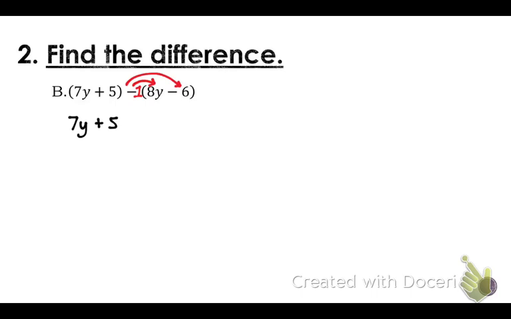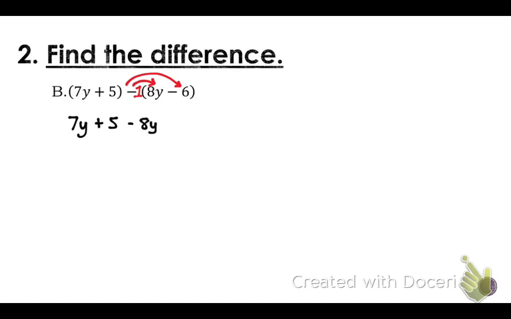All right, go ahead and put those red pens up at the top. Now let's focus on this first term. Negative 1 times positive 8y. What would that be? Negative 8y.